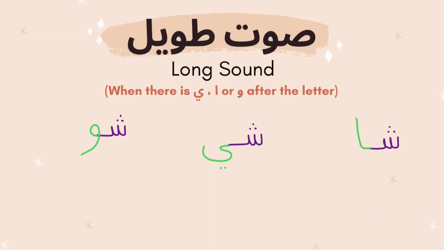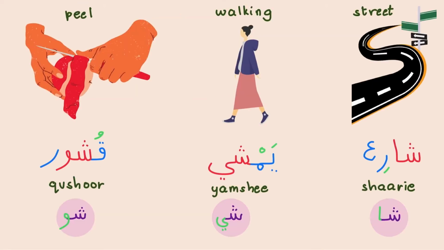Here is our Sawt Taweel, the long sound, when there is Alif, Waaw or Ya after the letter. Sheen with Alif next to it, Sha. Sheen with Ya next to it, She. Sheen with Waaw next to it, Shu. Sha, She, Shu. Let's see some words with the long sound.